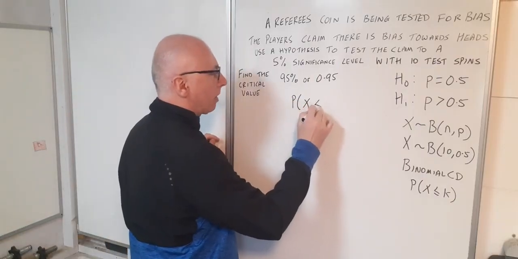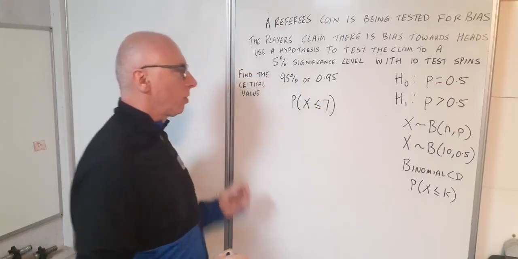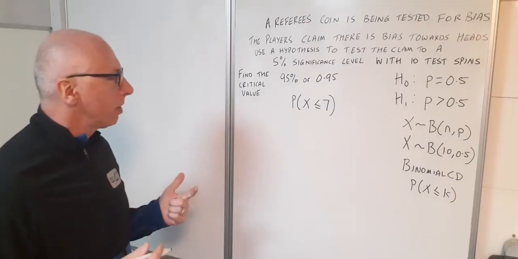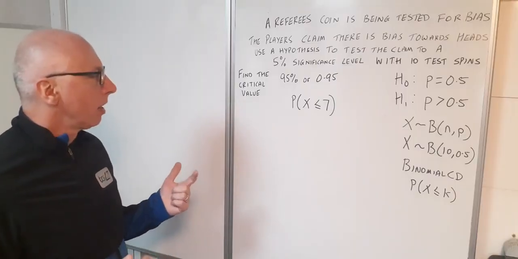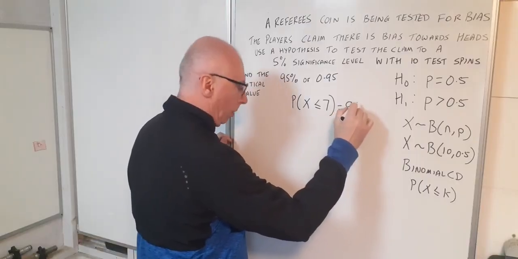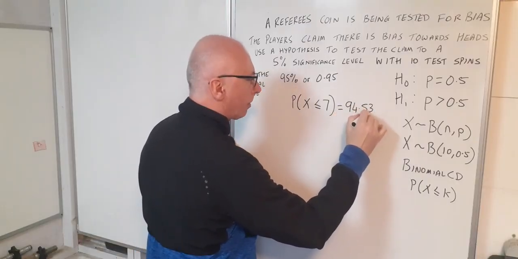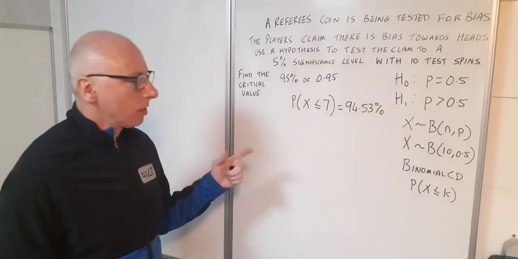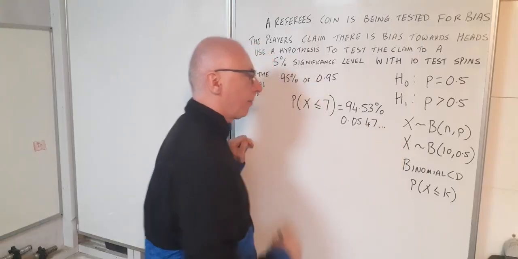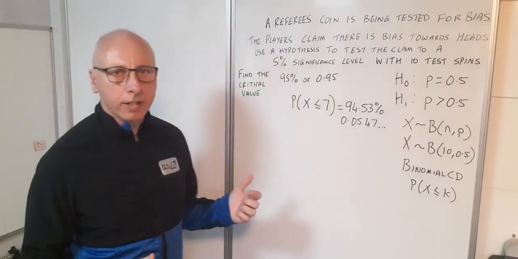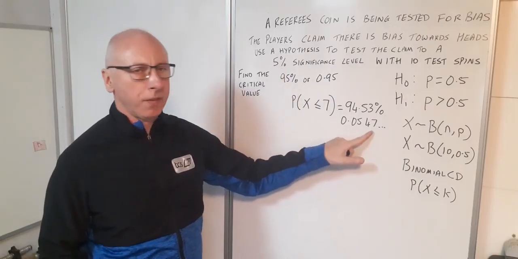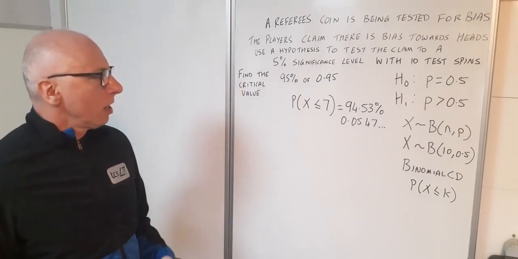So let's try 7 and see what that gives us. So the probability X is less than or equal to 7. So that's the probability we get 0, 1, 2, 3, all the way up to 7, all added together. So that will throw out 94.53%. So that's 0.0547. So that's not quite in our region of the 5%. So 0.0547. So let's try 8.